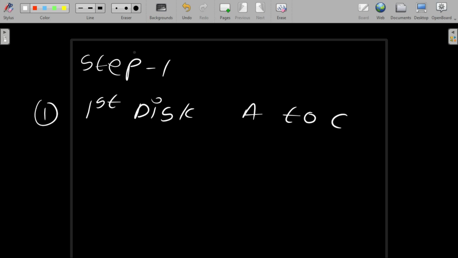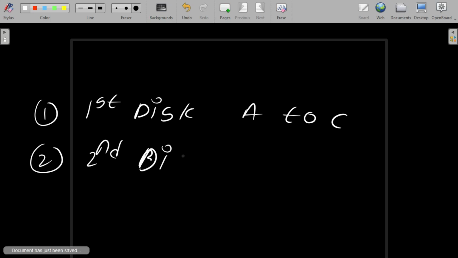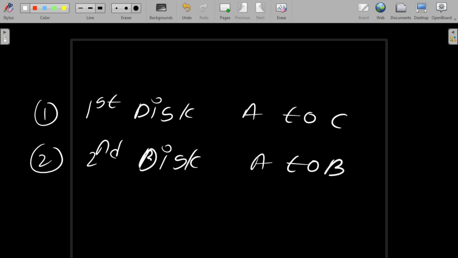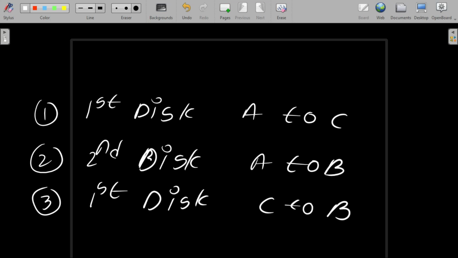Let me erase it so it will be better to understand. Let me write here 1, and the second step. In step 2, we are moving the second disc from A to B. In the third step, we are moving the first disc from C to B. Initially the first disc was at A, we moved it A to C, and again we moved it C to B.